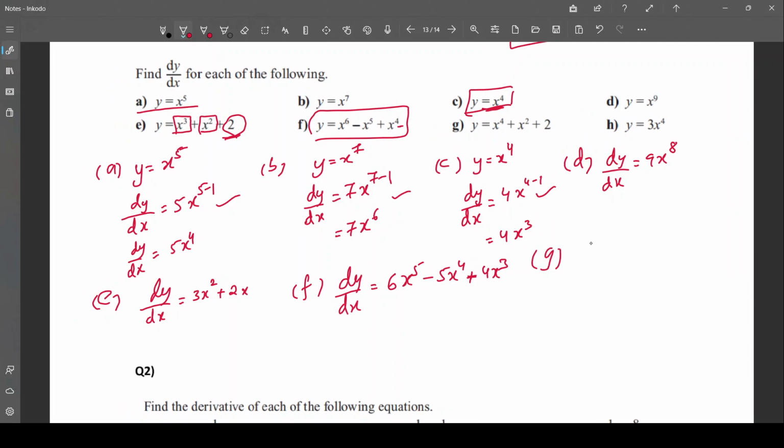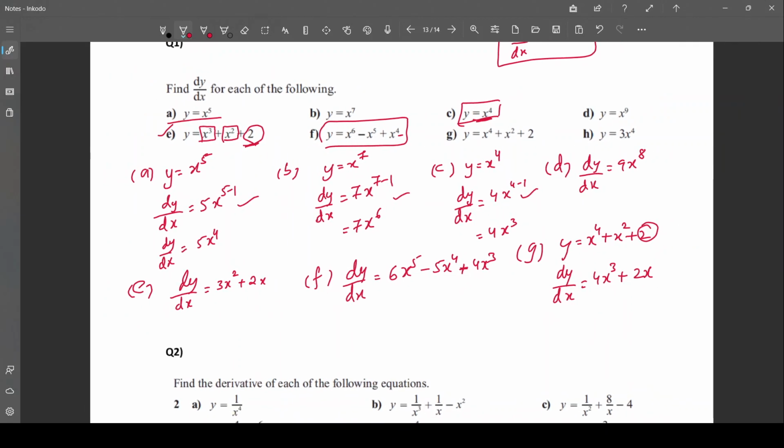Okay, the next question: the function is y equals x4 plus x square plus 2. See, this is a constant, so differentiation of the constant will be 0, as in the same case before, so we have to differentiate only the function x4 plus x square. So differentiation of y with respect to x will give you 4x cube plus 2x, because 2 minus 1 is 1.